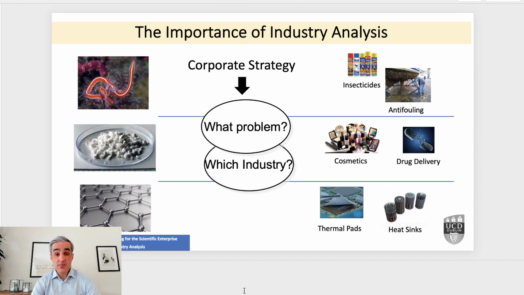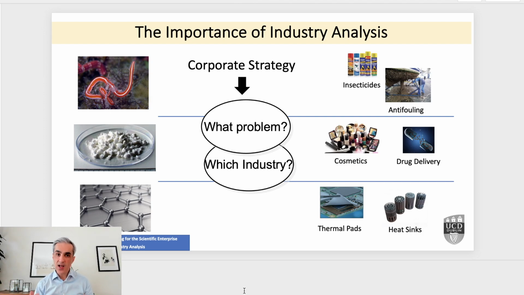So let me start by giving you a very practical example of why industry analysis is extremely important when you're putting together a good strategy. And especially when you're dealing with newly discovered products, and when they have applications for many different problems. We were talking about value before. And the problem with scientific discoveries or any technologies is that a lot of the time those technologies have many different applications. Therefore, their value can be very different. They can have different values depending on the industry you choose.